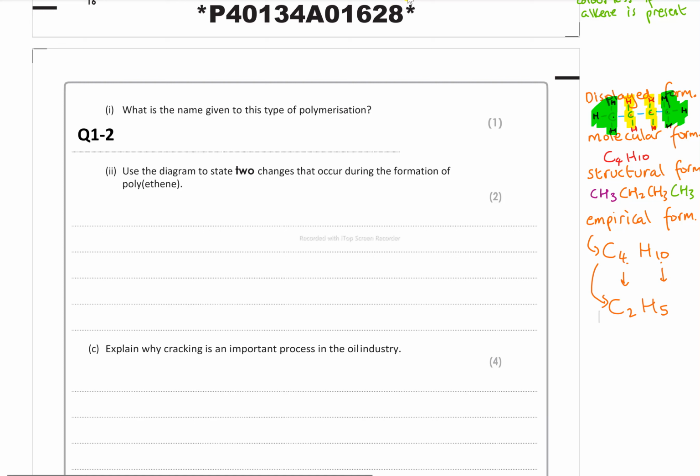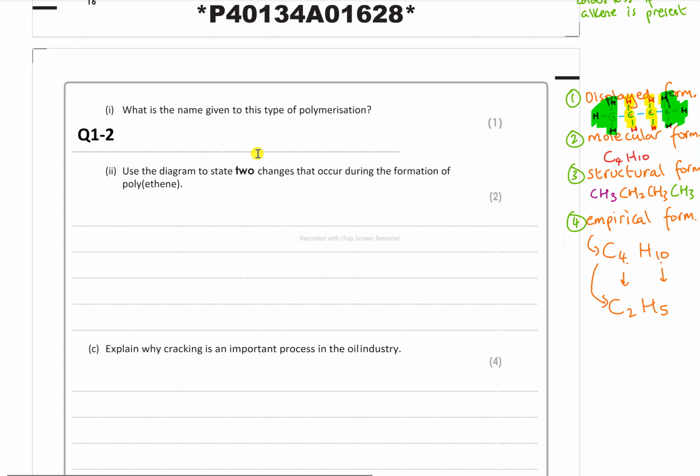So the empirical formula for that becomes that. And you need to know them. Well, it's good to know though, if you want to get good grades and become a doctor.